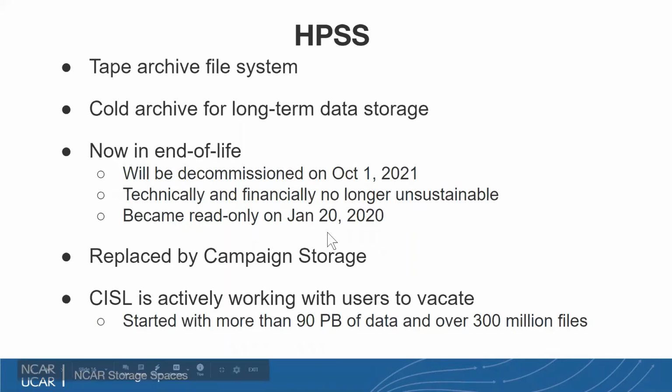And let's see, I think there was another question. Someone asked, is campaign storage a reasonable substitute for HPSS? Yes. We believe that was really one of the primary motivations of creating the campaign storage space to begin with, to encourage users to migrate off of tape, which is more expensive. We'll get to that here in a minute.